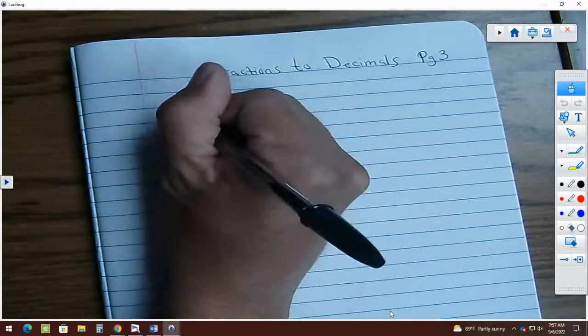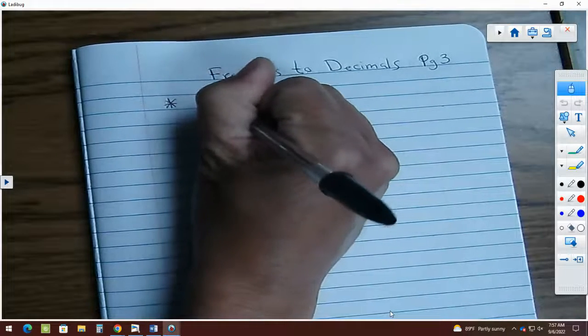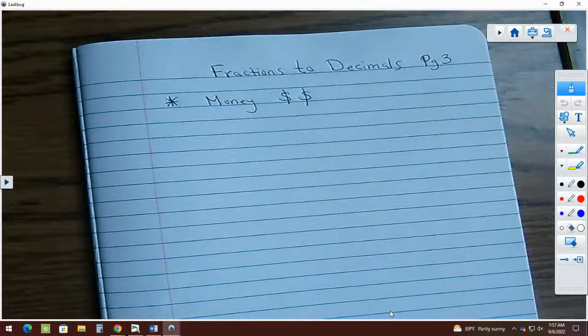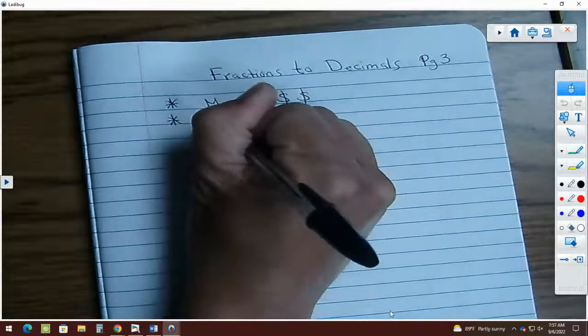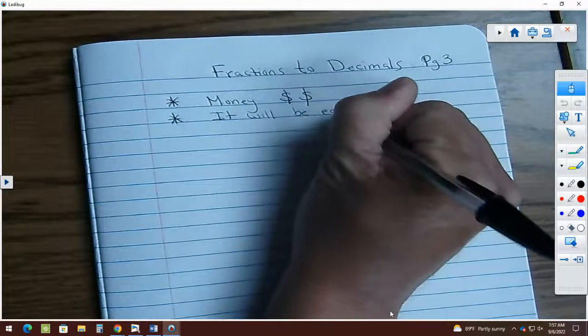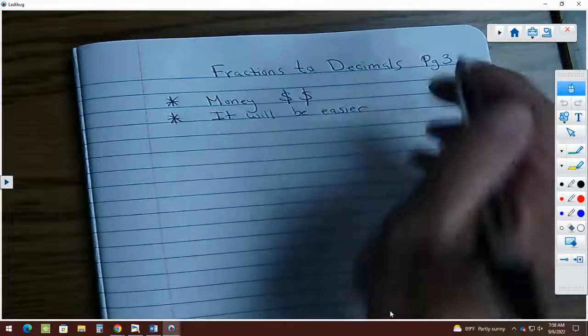Now, the first thing I want you to put is why we do this. We want to change everything to decimals because it reminds you of what everybody likes. Money. Okay? That's why I want to change everything to decimals. Second thing, it will be easier to compare because since we're used to money, we could quickly tell if somebody has 50 cents and somebody else has 35 cents, who has more? 50 cents. So it will be easier to compare.